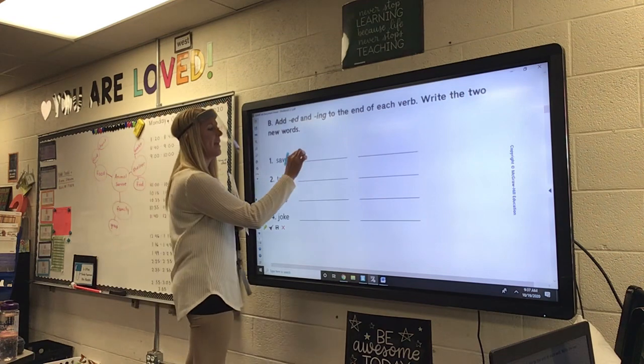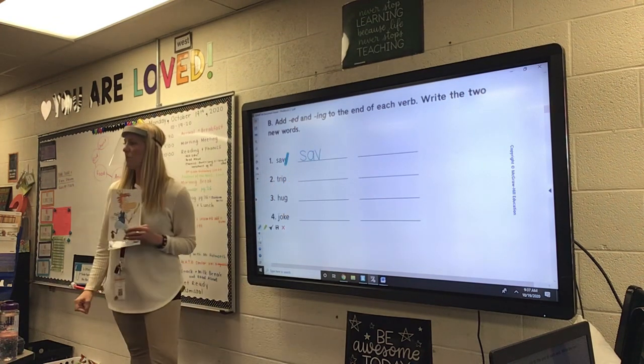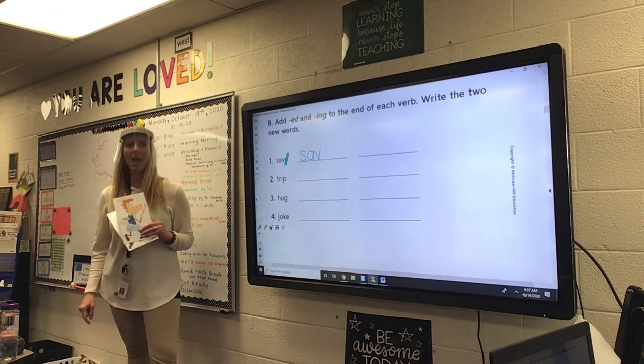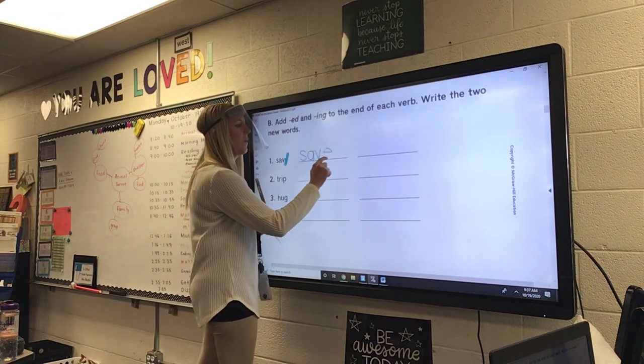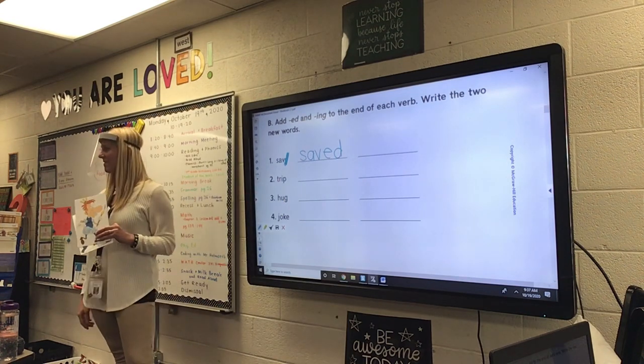And then we're going to add... so that's kind of my root word. I got to drop the E and add ed. Or last year, some of my second graders said, just add a D.